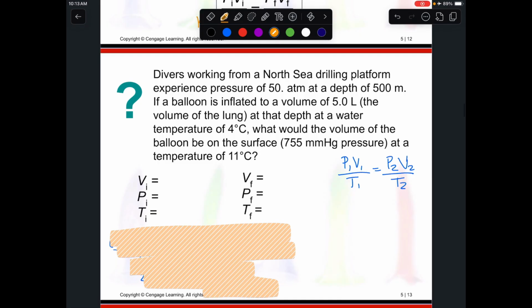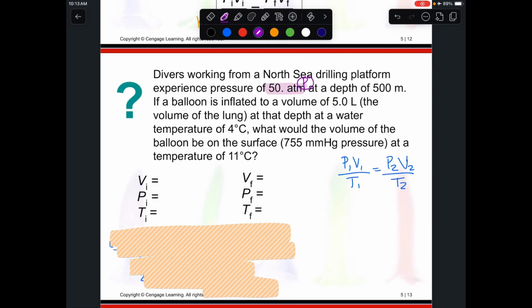So we have divers working from a North Sea drilling platform at 50 ATM. I like to always work through what variables I have here, and this is a unit of pressure, at a depth of 500 meters. So we'll see if we need that. Usually distance isn't something we talk about too much in gases. There's usually extraneous information, so you have to weed through what you need.